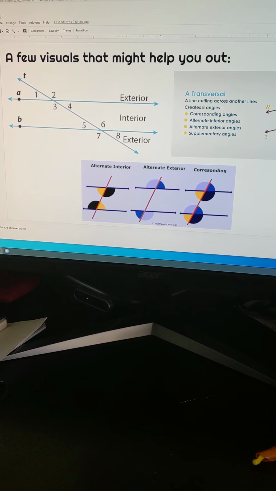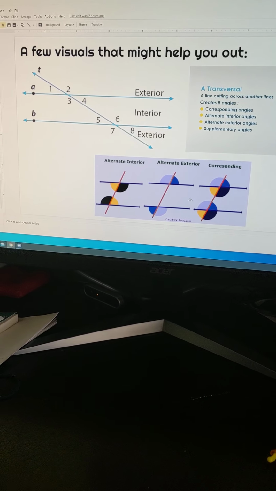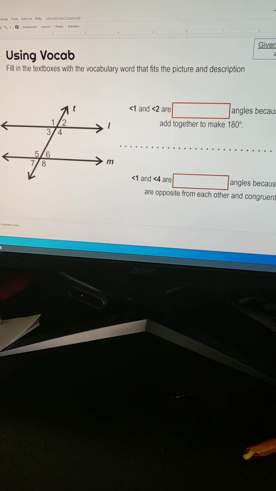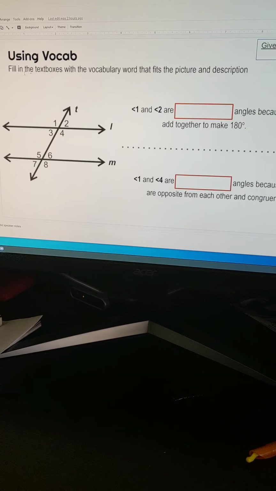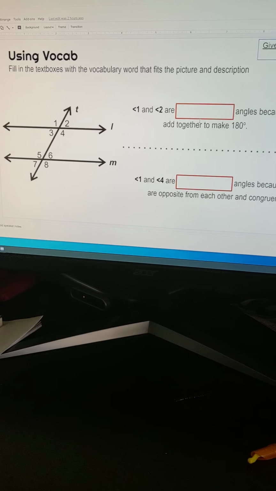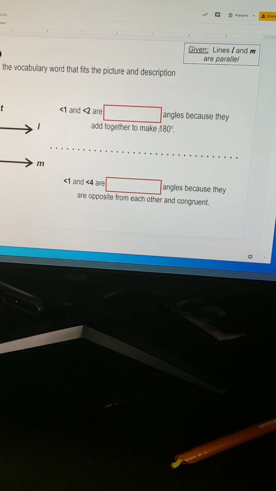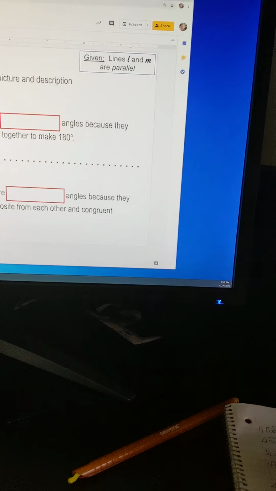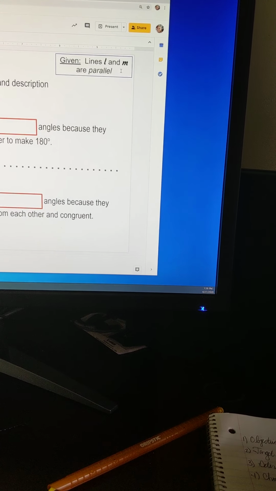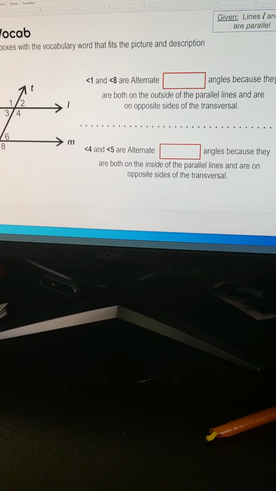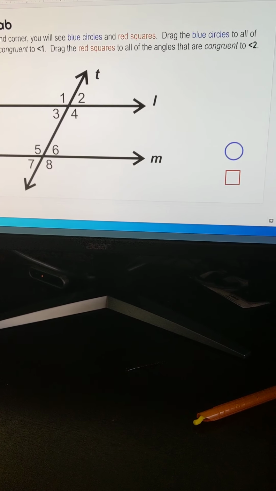And then I just had a couple of things that are a little more colorful and a little more helpful. So you'll start off by using those vocab words, and I'll say, hey, angle 1 and angle 2, those pairs together are what type of angles? I help you out pretty frankly with those definitions that are there. These things are only true because those two lines are parallel, and I'm telling you that just so you know. So you'll do that for 2 slides.